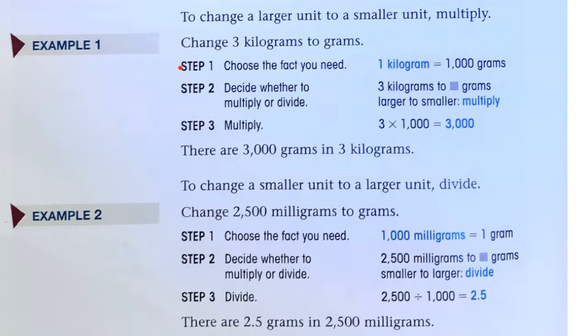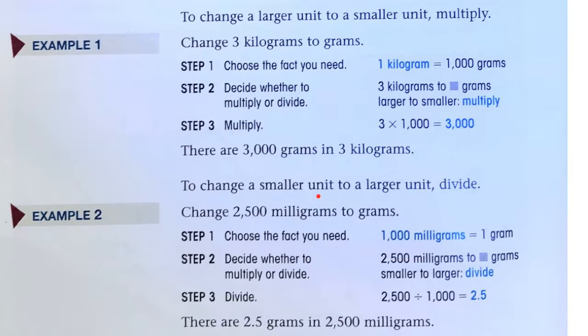Step 1, choose the fact you need. 1 kilogram equals 1,000 grams. Decide if you're multiplying or dividing. Moving from larger to smaller means multiply. Then actually multiply. 3 times 1,000 is 3,000. There are 3,000 grams in 3 kilograms. Notice we moved the decimal 3 times to the right because we're multiplying by a power of 1,000.